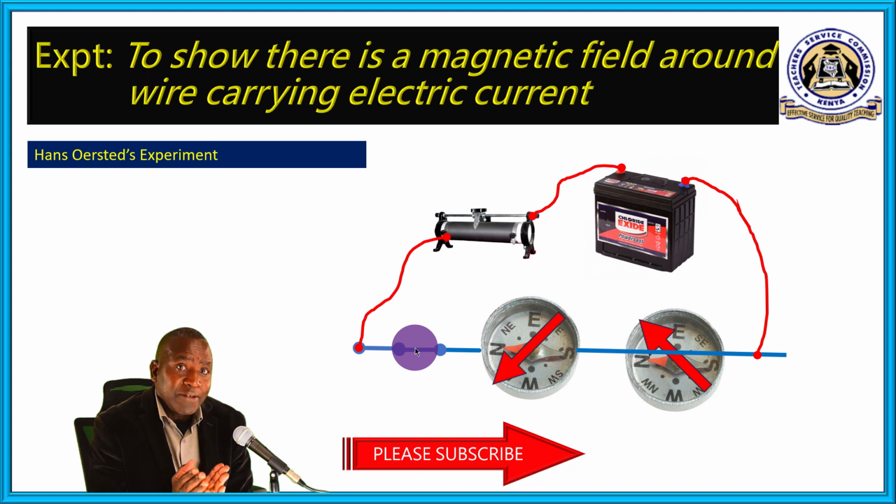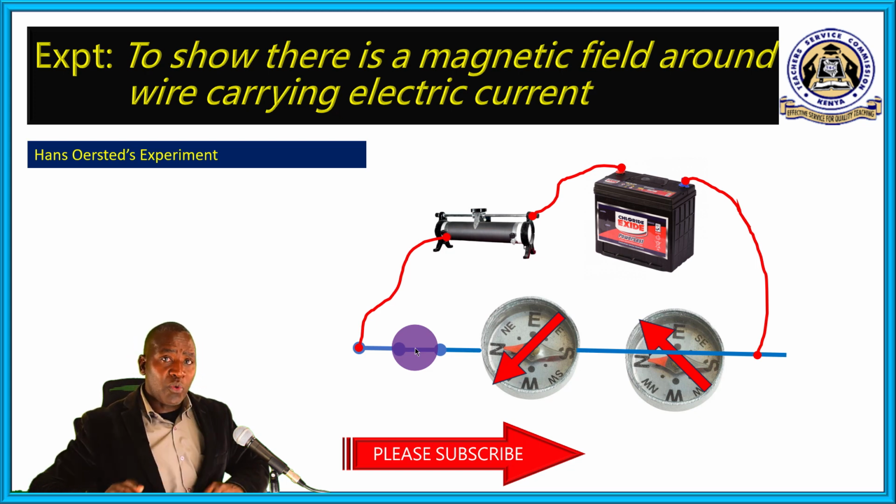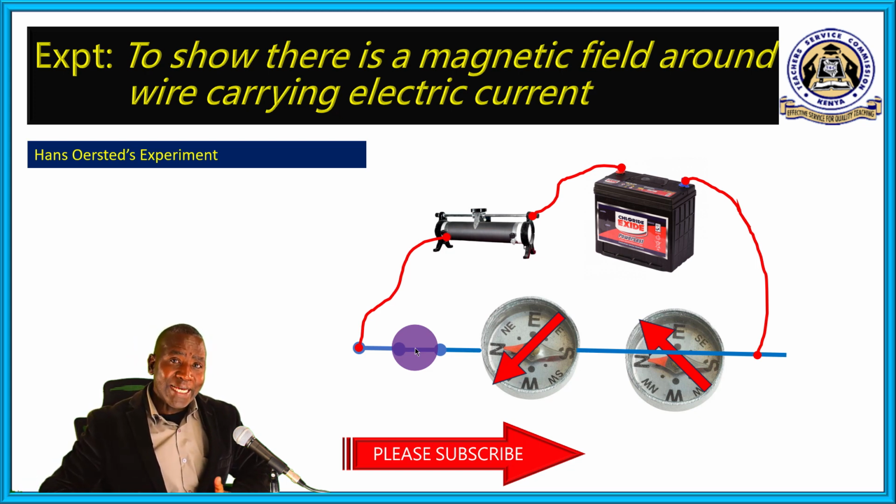The reason why they deflect is because they have detected a second magnetic field. Other than the magnetic field due to the Earth, they have detected a second magnetic field. And this magnetic field must certainly be due to the current flowing in the wire, because if we switch off, they revert back to their original position. That is, they will point along the wire. And again, when we switch on, they deflect.